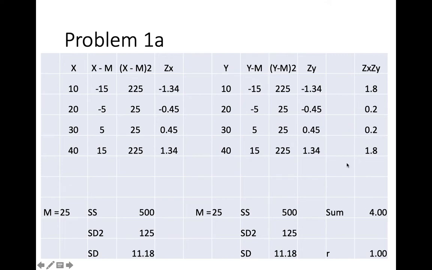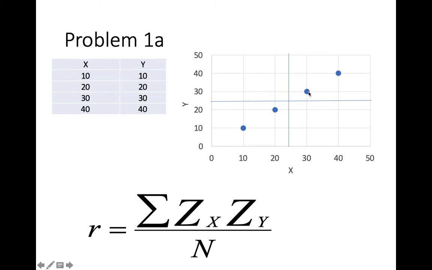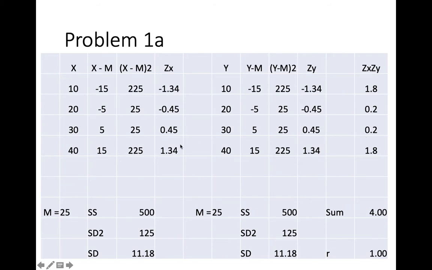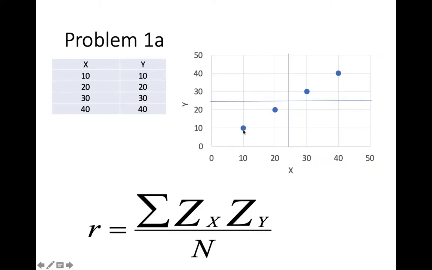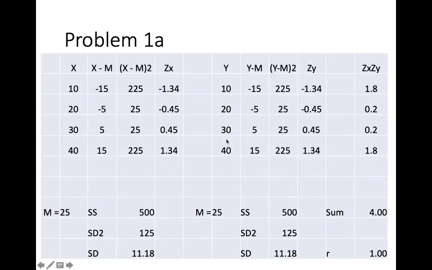cross products, we can see that for the numbers 30 and 40, being above the mean on both, we've got positive cross products that are found here and here. This is the 0.2, this is the 1.8. For being below the mean on both X and Y, so being at 10 and 10 and 20 and 20, we also get positive cross products, right? So that's our positive cross product of 0.2 and of 1.8.